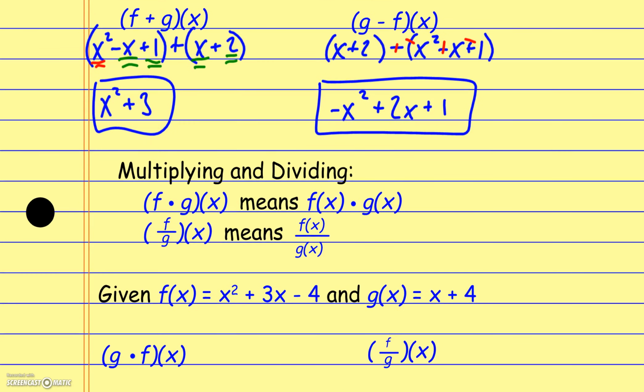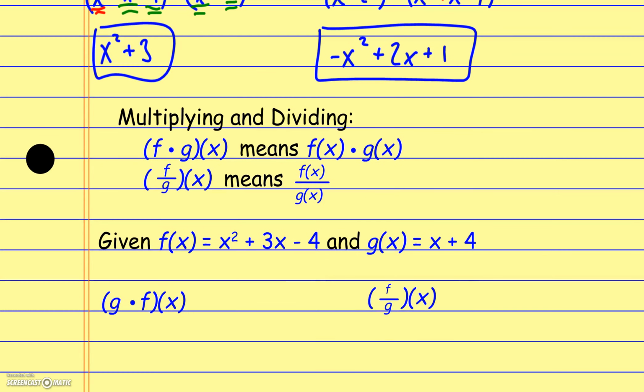Very similar for multiplying and dividing. If I have f times g of x, I'm multiplying the two functions. If I have f divided by g of x, I'm dividing the two functions, and again, this of x, I'm not multiplying by that. That's telling me what to plug into this function. So if I had f times g of 2, then I'd know to multiply the two functions and then plug a 2 in. So again, that's just denoting what we plug in here.